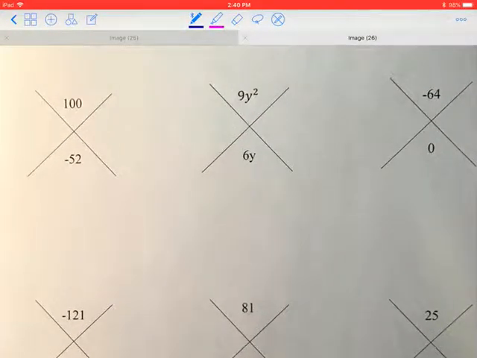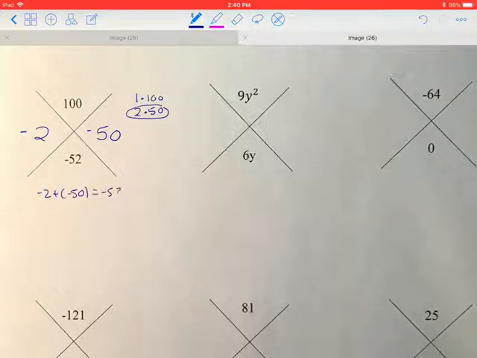Okay, this looks a little harder. I want numbers that multiply to make 100 and add in some way to be 52. So if I start with 100, 1 times 100, and then my next pair would be 2 times 50. Now there's more products that make 100, but notice I got a 2 and a 50, which would give me a sum of 52. Now that would only work if I made them both negative. So let's check that. Negative 2 plus negative 50 gives me negative 52. And then negative 2 times negative 50 gives me positive 100. So that does check out.